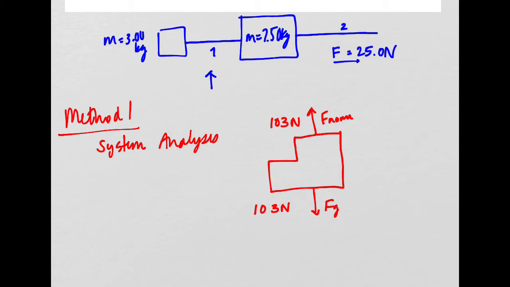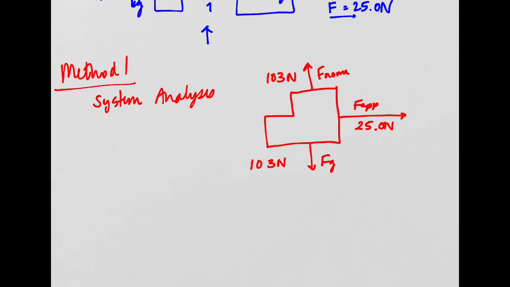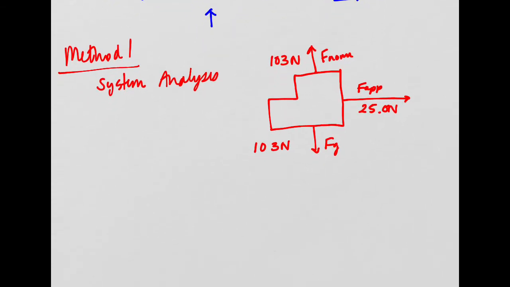But also, we have an applied force this way on the box, and that is equal to 25.0 newtons. Okay, so now we have everything drawn. We can solve for our acceleration, since that's the point of the system analysis portion of method 1.